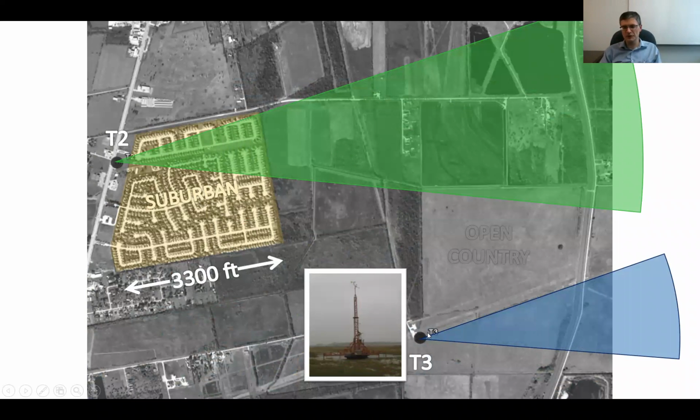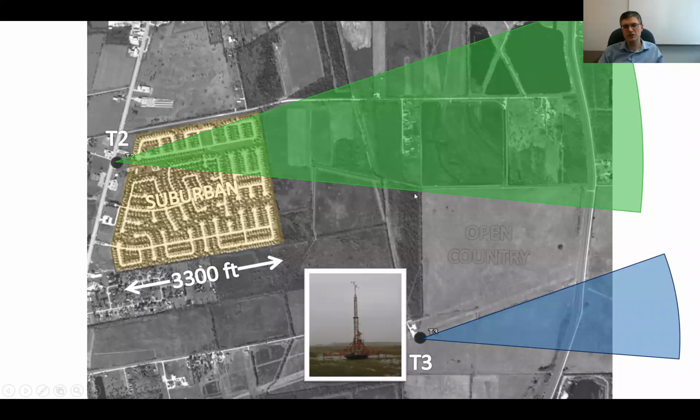We put one tower, we call it T3, in what would be open terrain. These colored swaths represent the direction the wind was coming from at that tower, so out of the east, for the time traces that I'm about to show you. And then the second tower we put on the back end of a suburban neighborhood.